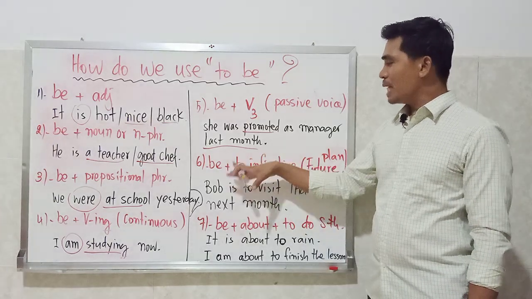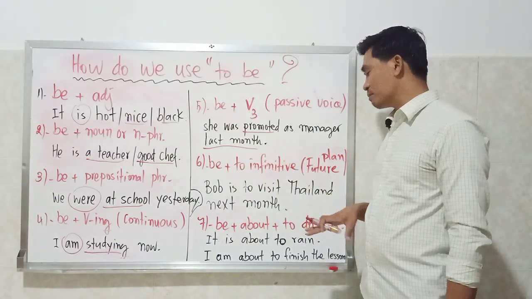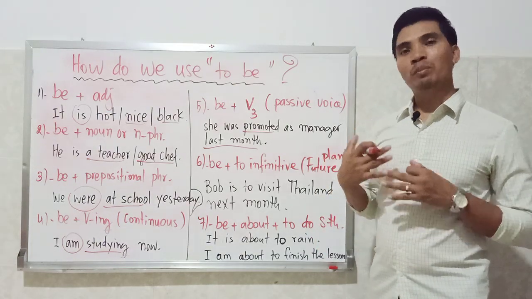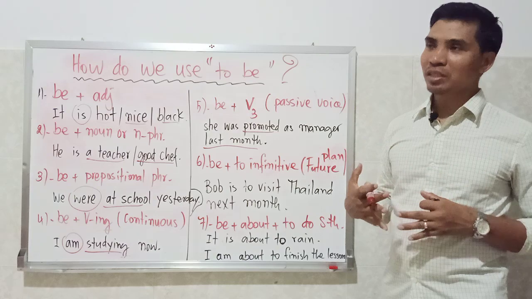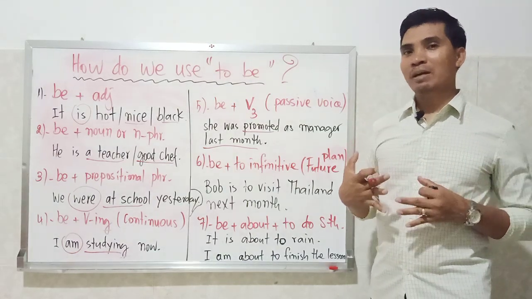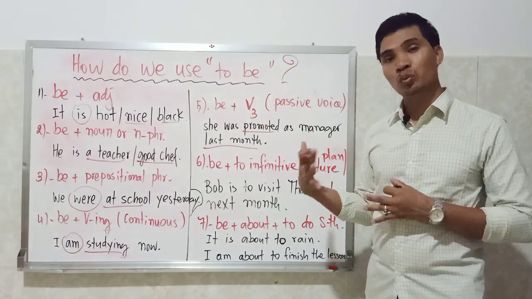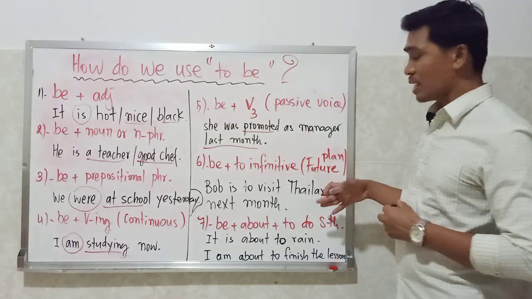Okay, so move to rule number 6, be plus to infinitive. Okay, be plus to infinitive. So in this case, when we use verb to be plus to infinitive, we use it to express about the future plan arrangement. It sounds like we going to. Okay, so let's read the example here.